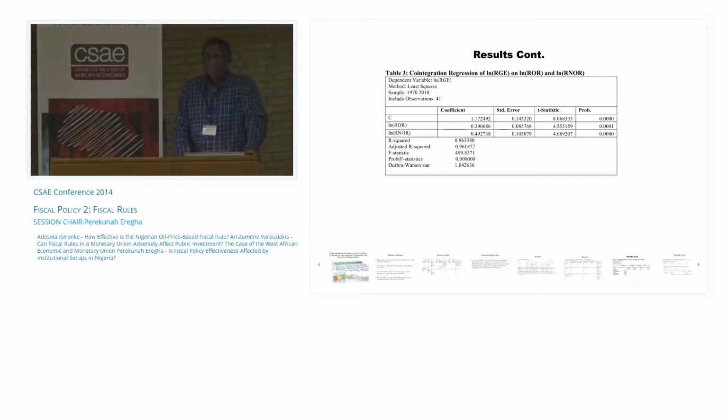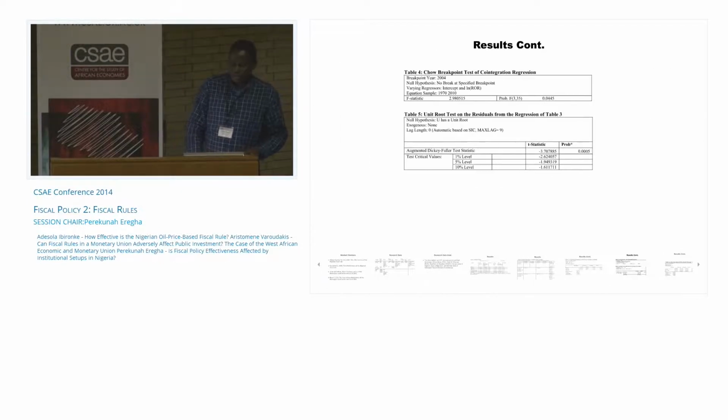What I've done with this is to do a Chow test. Now, the quantitative regression here involves three variables. I've included the non-oil revenue so that I could see what really happens between total revenue in the economy and government expenditure as a result of the introduction of the rule. And I have used this regression to run a Chow test, and the results indicate that there is a structural break in 2004 when the rule was introduced.